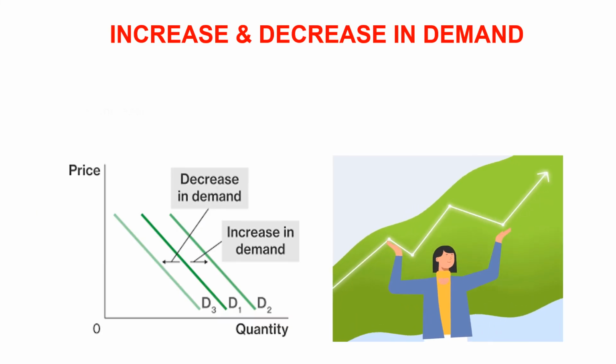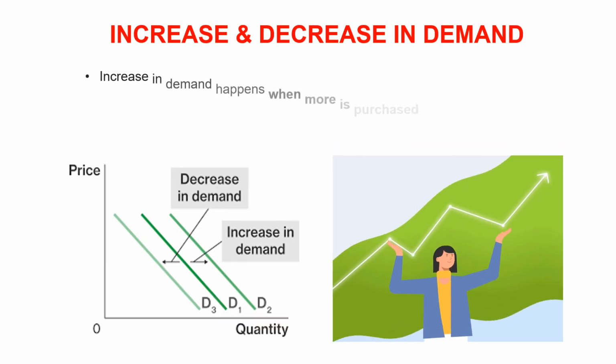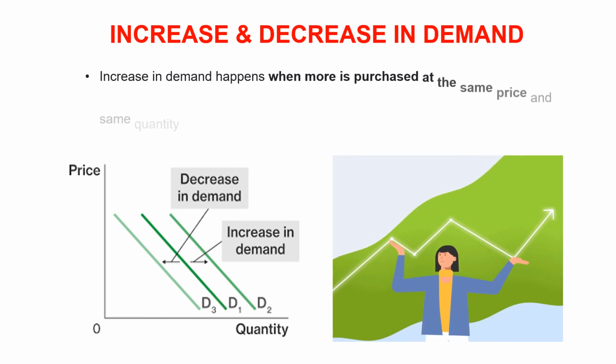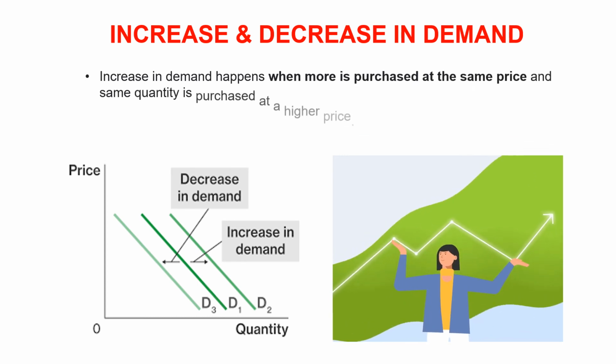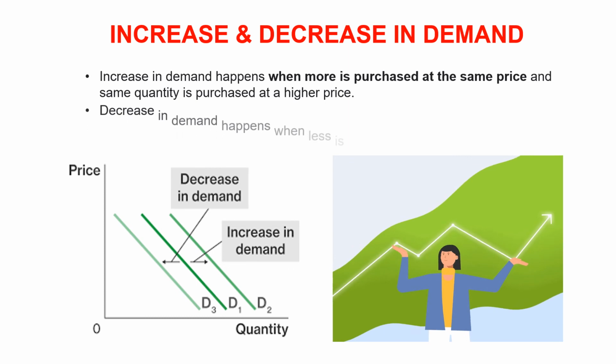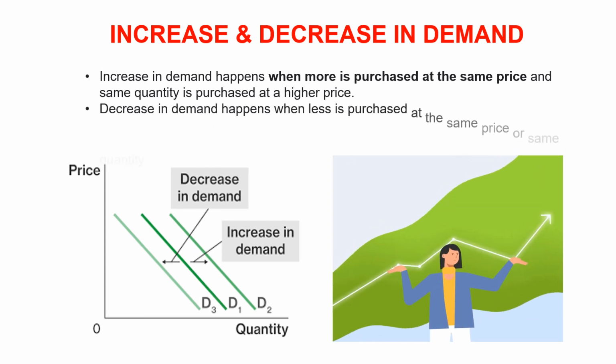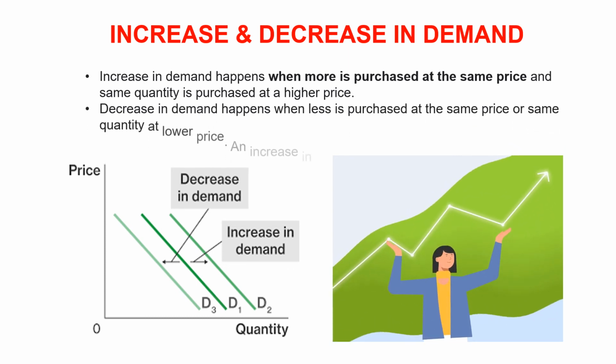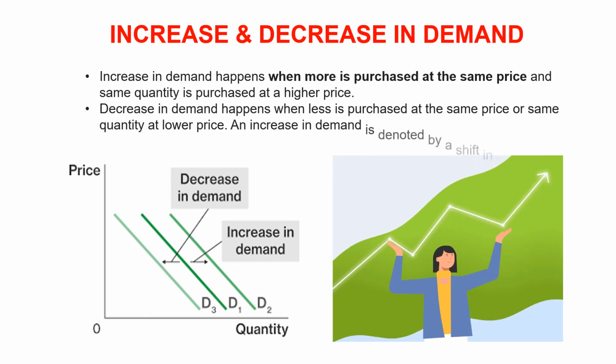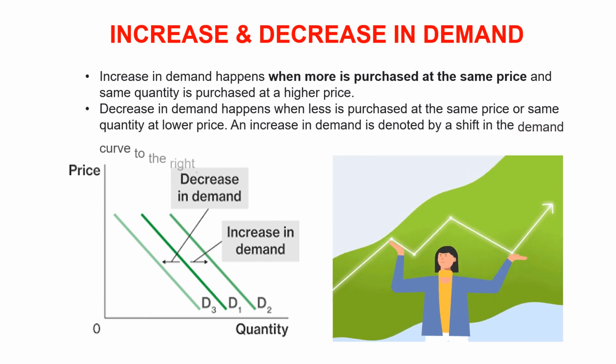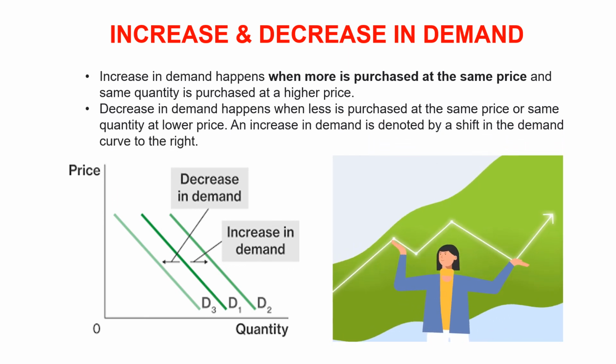Increase and decrease in demand. Increase in demand happens when more is purchased at the same price, or the same quantity is purchased at a higher price. Decrease in demand happens when less is purchased at the same price, or the same quantity at a lower price. An increase in demand is denoted by a shift in the demand curve to the right.